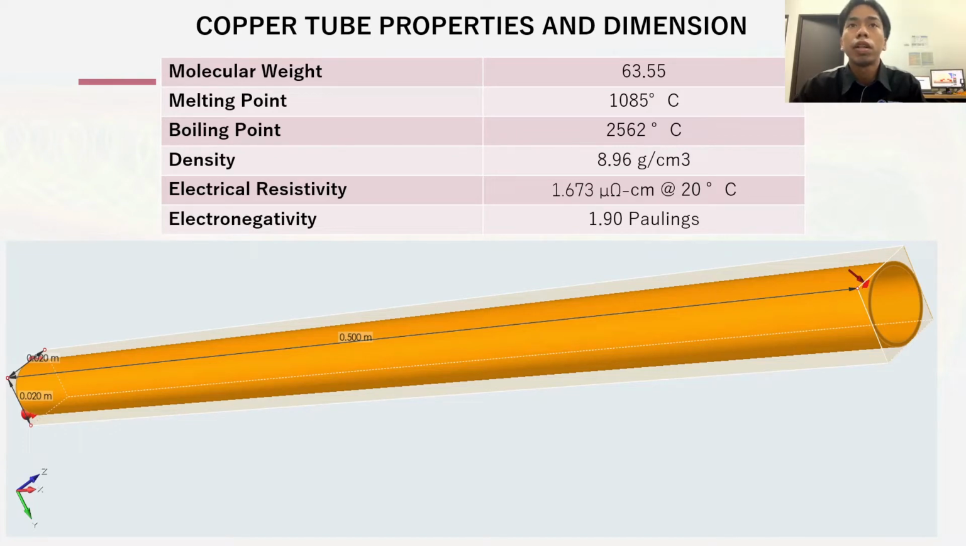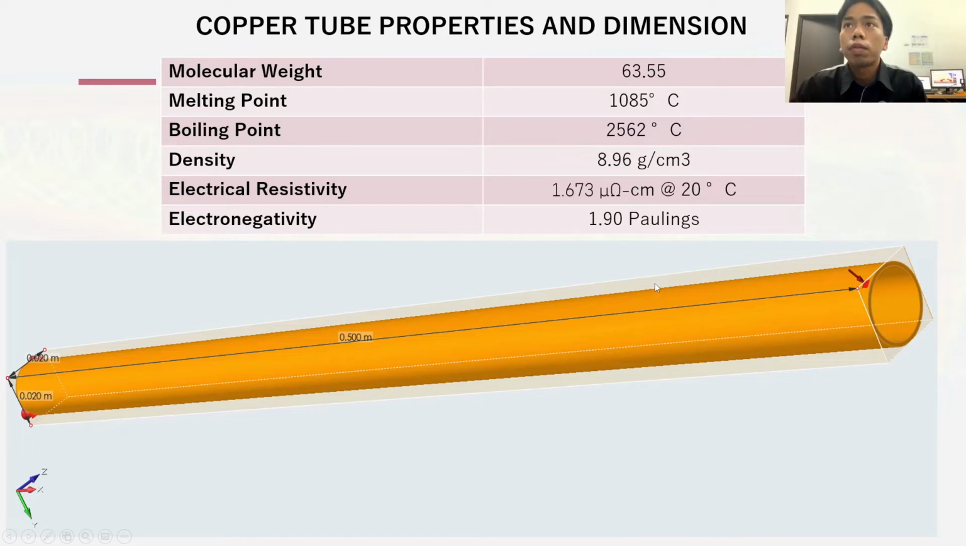My name is Amirul Wafi bin Rashidi, and I'm going to give some points about copper tube properties and dimensions. The length of the copper tube is 0.5 meter, the outer diameter is 0.02 meter, and the inner diameter is 0.018 meter.